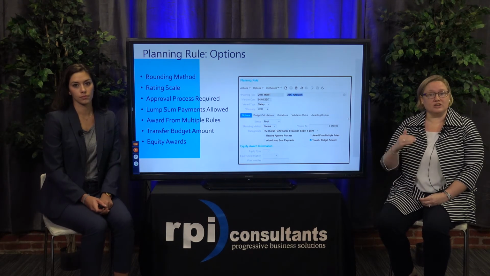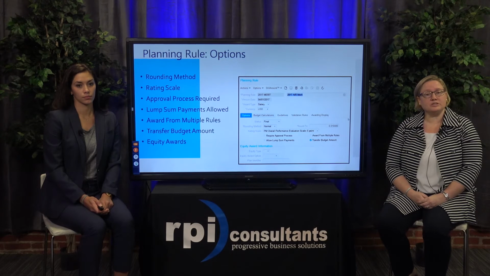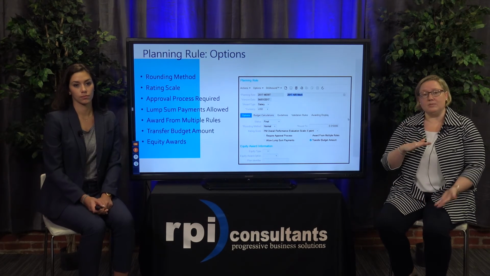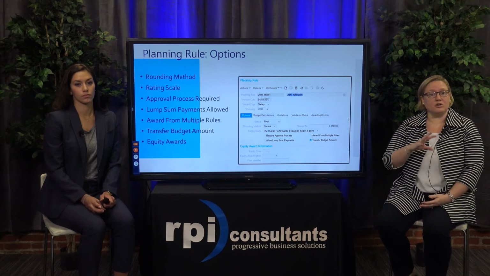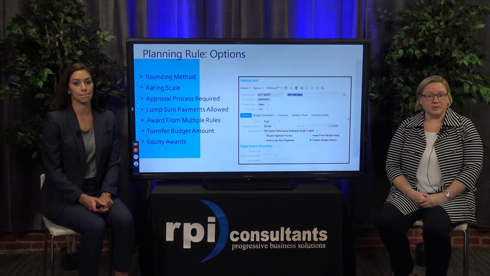Or if you want it to go up through 1, 2, 3 levels of approval, you can select that approval process required checkbox. Awarding from multiple rules: if you would like to layer in on top of a merit, maybe there's a bonus or some other awarding process that you would like to layer in, you have that ability.